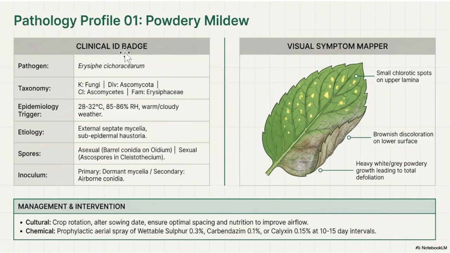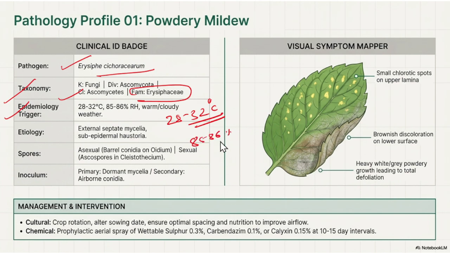Then we will study here the disease, that is powdery mildew. The pathogen is Erysiphe cichoracearum. Then its taxonomy is kingdom fungi, division Ascomycota, class Ascomycetes, and Erysiphaceae, that is the family. Then the epidemiological trigger: 28 to 32 degrees Celsius is the favorable temperature. Then 80 to 86% relative humidity, warm and cloudy weather will be favorable for disease development.